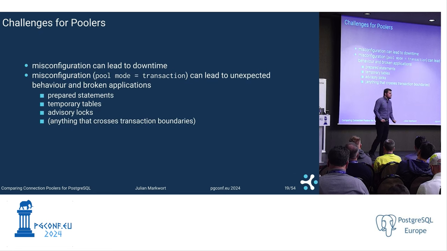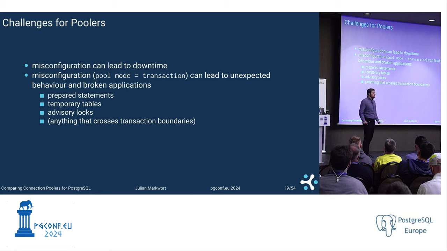And so there are some, of course, this doesn't come for free, all of this pooling. There are some challenges to operating poolers. So misconfiguration of your pooler can lead to some downtime. And misconfiguration in the case of the pool mode, if you set it to transaction pooling, which we'll get into a bit later, can actually break your application, or at least lead to unexpected results. This can happen whenever you do anything that crosses transaction boundaries.